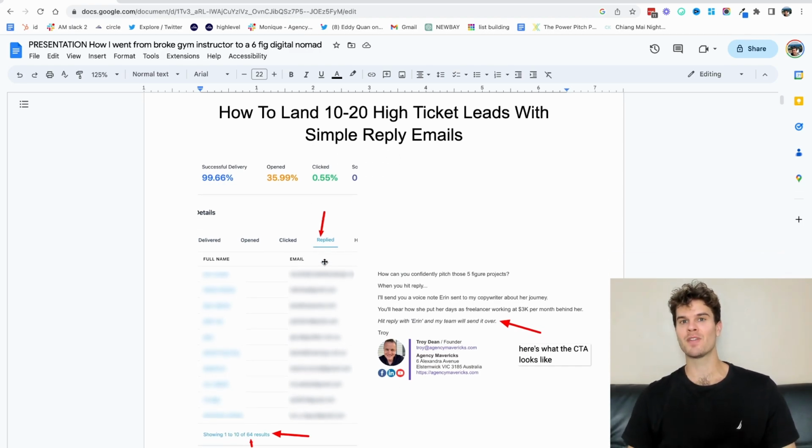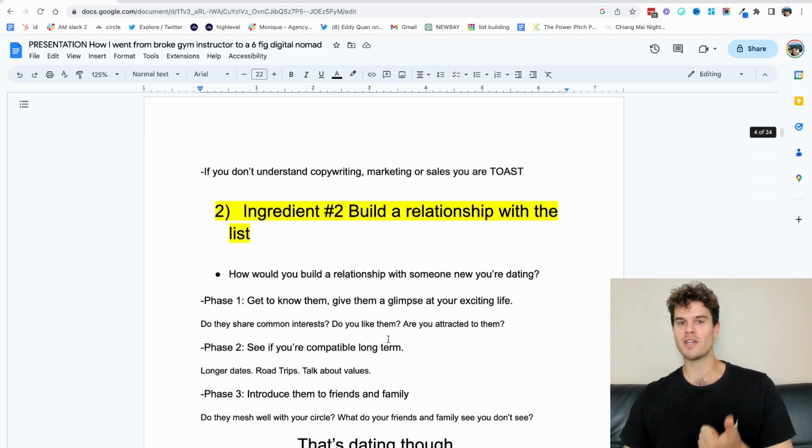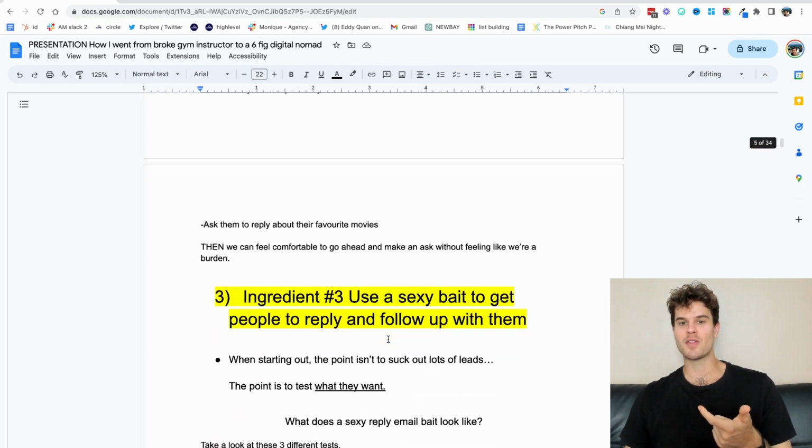So the whole point is that you want to first build a responsive list. You then want to build a relationship with that list, so then you can actually get a response. And then the third thing is you want to use a sexy bait, so you can actually get people to reply and you follow up with them.